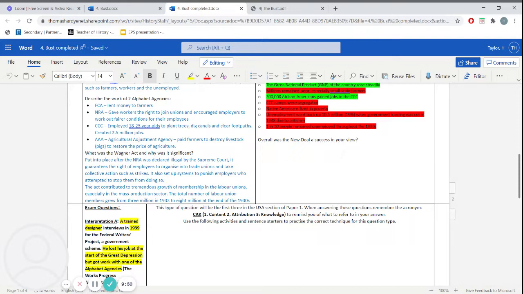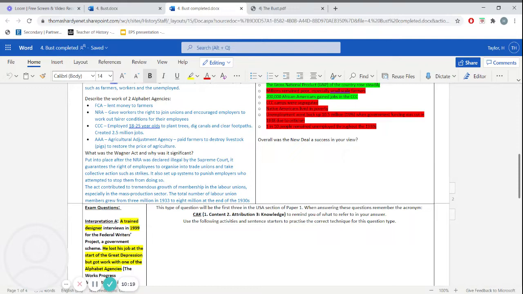Right. What was the Wagner Act and why was it significant? Put into place after the NRA was declared illegal by the Supreme Court, it guarantees the right of employees to organise into trade unions and take collective action such as strikes. It also set up systems to punish employers who attempted to stop them from doing so. The Act contributed to a tremendous growth of membership in the labour unions, especially in the mass production sector.